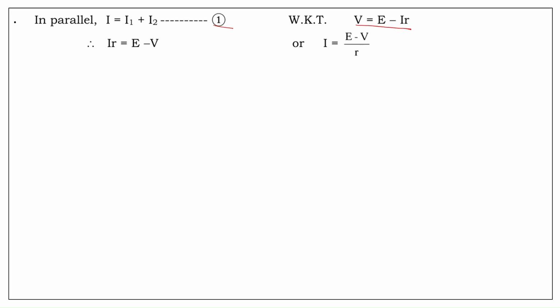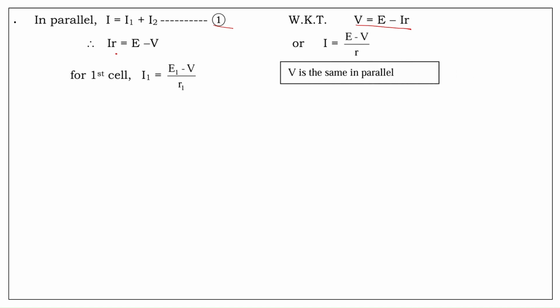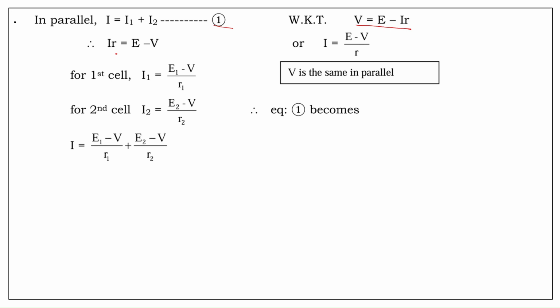Therefore, IR is equal to E minus V. Or, I is equal to E minus V by R. For first cell, I1 is equal to E1 minus V by R1. For second cell, I2 is equal to E2 minus V by R2. I is equal to E1 minus V by R1 plus E2 minus V by R2.